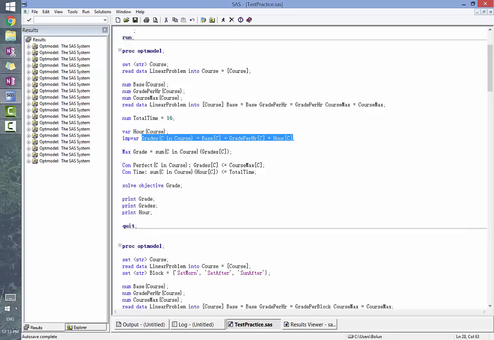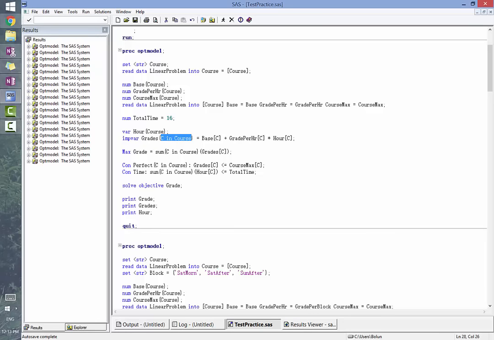This reads, for every C in course, which in English says for every course. We are assigning the value base C, grade multiplied by hour C, into grade per hour multiplied by hour, sorry, into an implicit variable called grades, which again, as we saw earlier, is indexed on C.